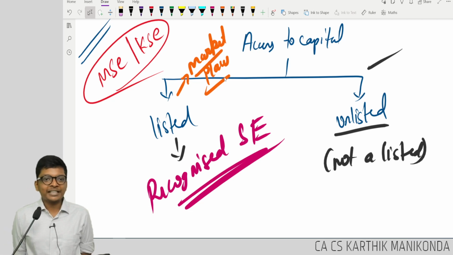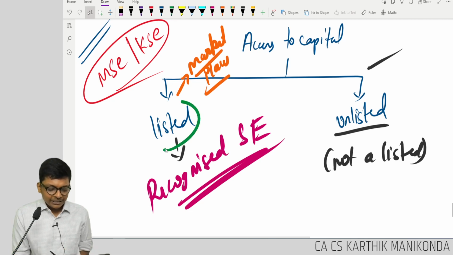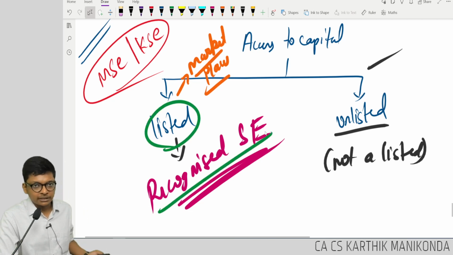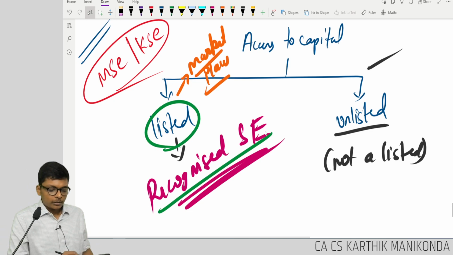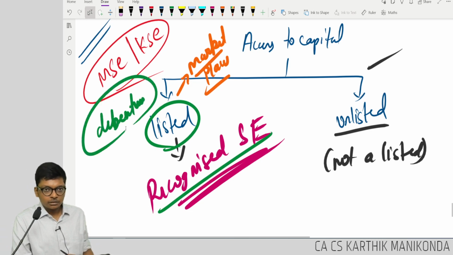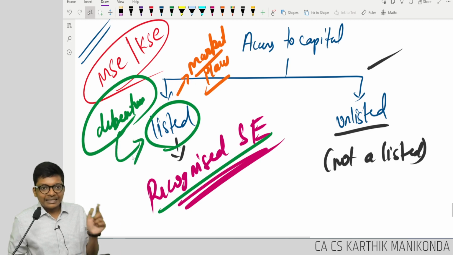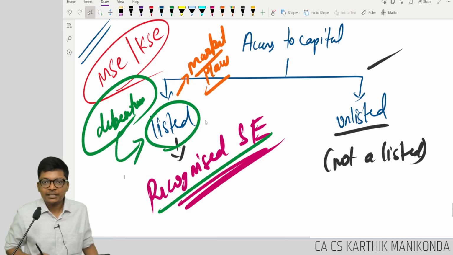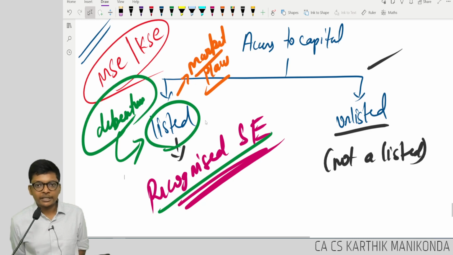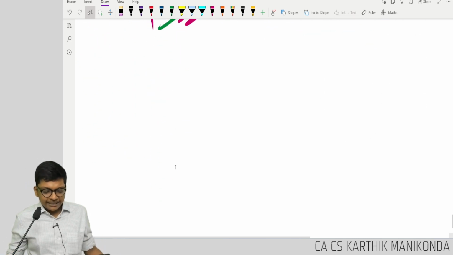First, let me finish exam viewpoint. Listed means listed on recognized stock exchange. Now, can I have debentures? My debentures are listed in the stock exchange of BSE. Can I call it a listed company? I'll again explain this.